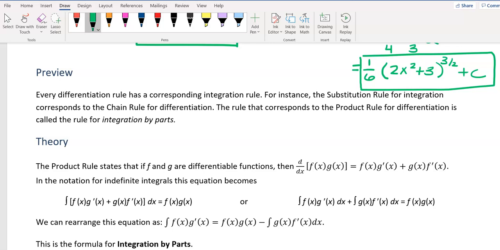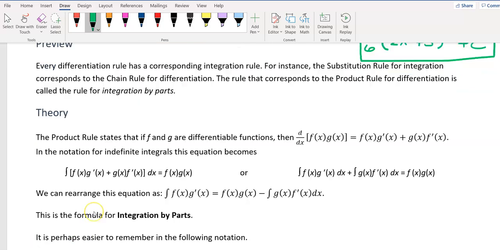Today, we're going to learn another way to work through some difficult questions. And the rule that corresponds to the product rule for differentiation is integration by parts. And that's what we're going to learn today. So here's the general idea.